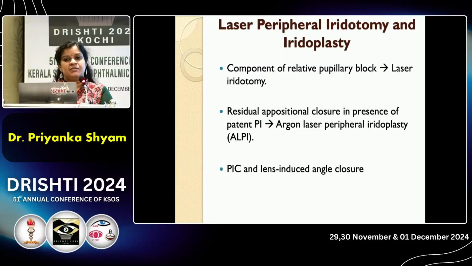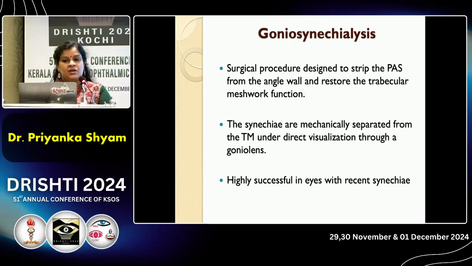Coming to the laser treatment, it can be iridotomy or iridoplasty. Iridotomy is done if there is a component of relative pupillary block. Iridoplasty is done if there is residual appositional closure in the presence of a patent PI. They are also useful in plateau iris configuration and lens-induced angle closure.